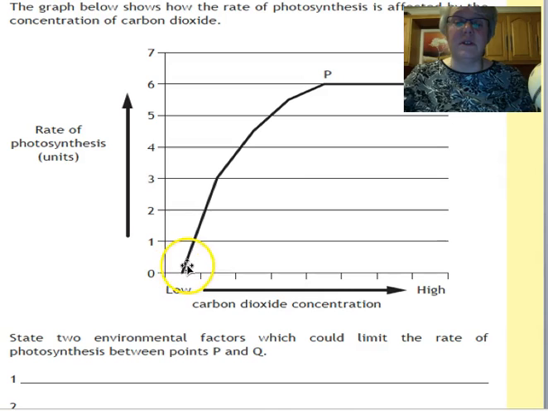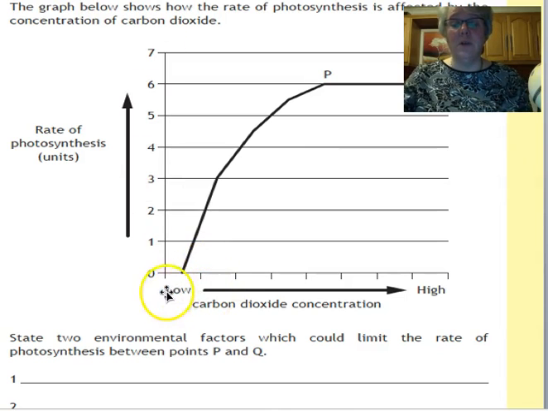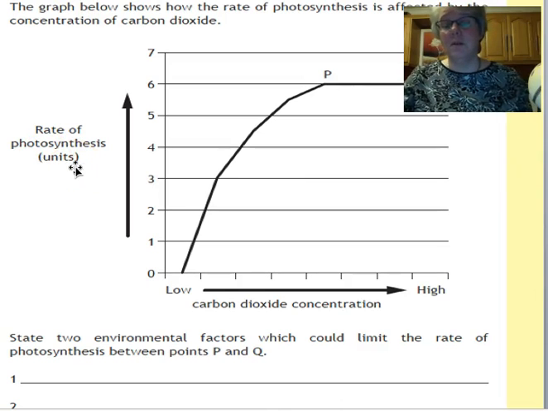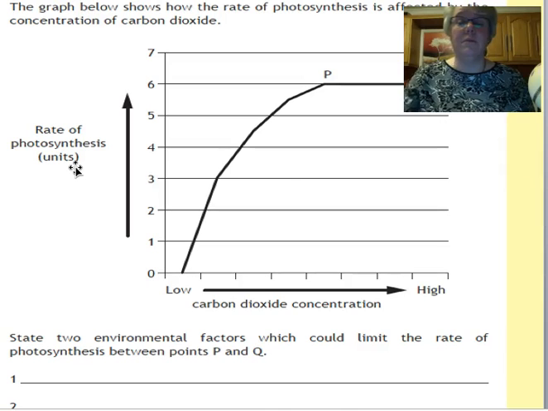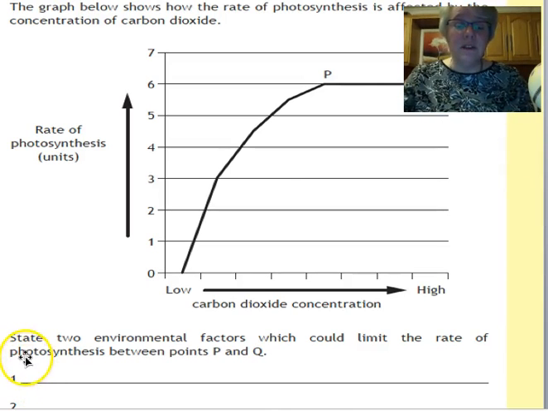And here we've got this graph which shows how the rate of photosynthesis is affected by the concentration of carbon dioxide. So you'll see down here we've got a low carbon dioxide concentration and then increasing here to a high one. And here we've got a rate of photosynthesis in some sort of units, bubbles per minute or cubic centimeters per minute or whatever. Now the question says, state two environmental factors which could limit the rate of photosynthesis between points P and Q.